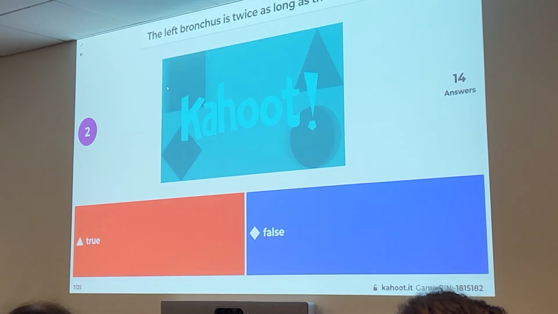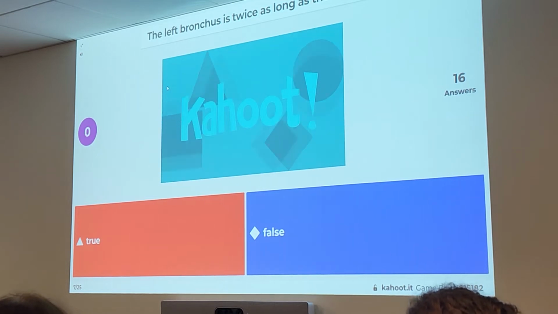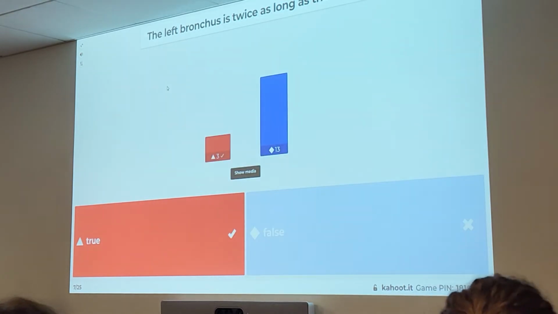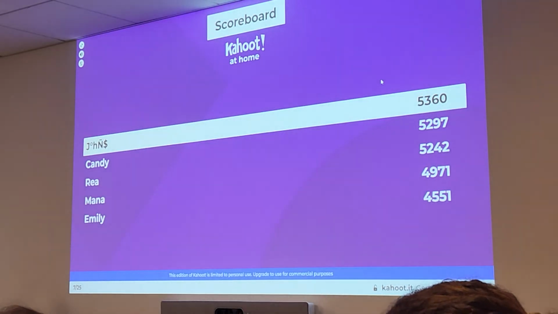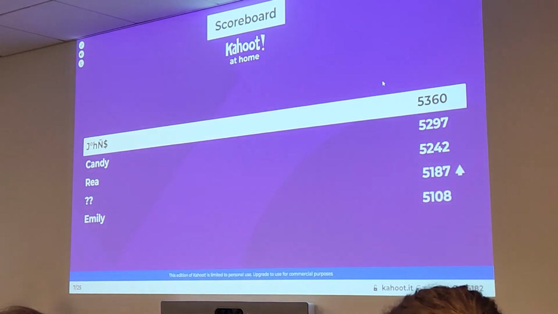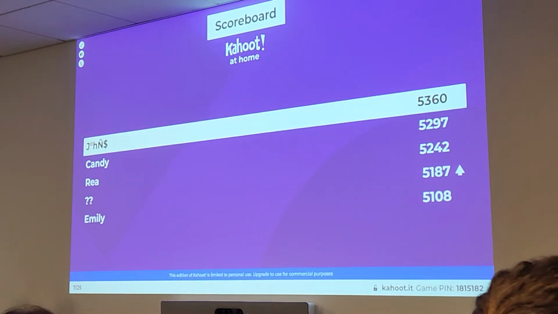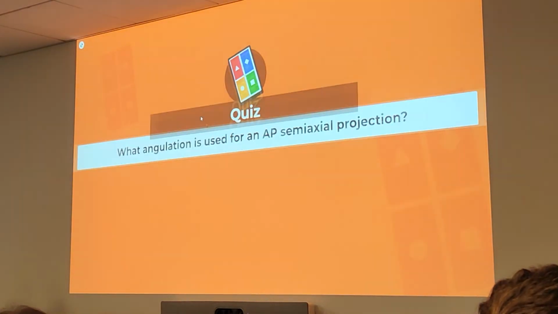True or false? The right lung is twice as long as the left. Length, not diameter. That's true. We're talking about length, not diameter. So one has a larger diameter, one has a larger length. The right is wider in diameter, but not longer. Remember, the stomach sits there, so it's a little tricky.